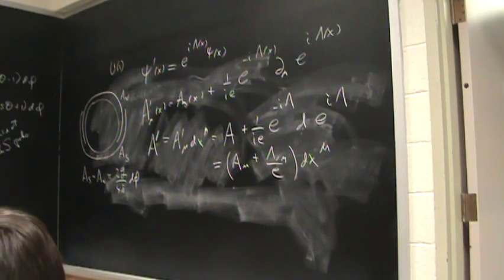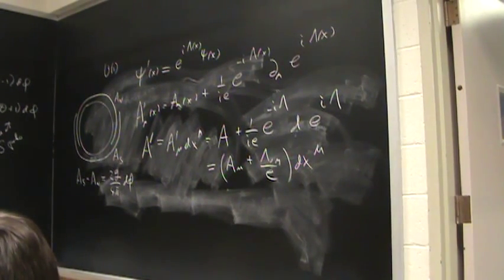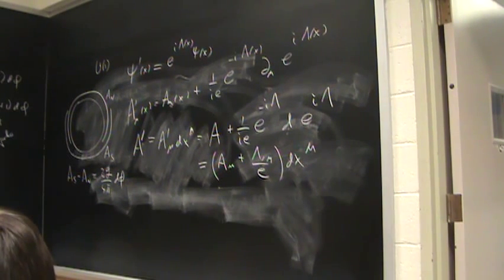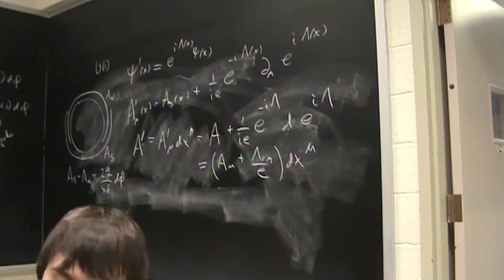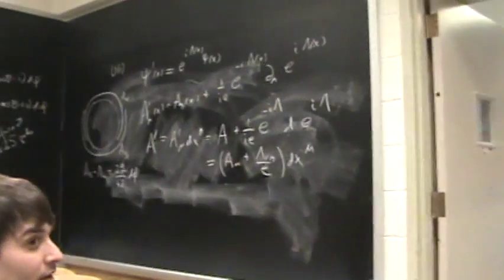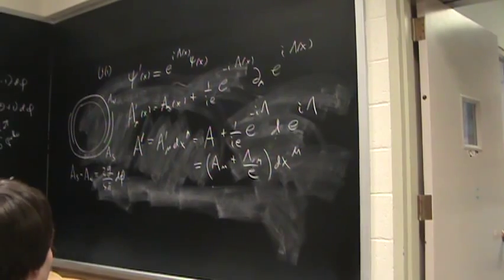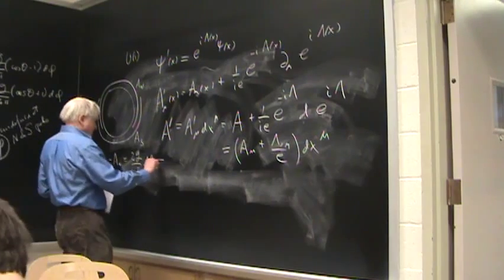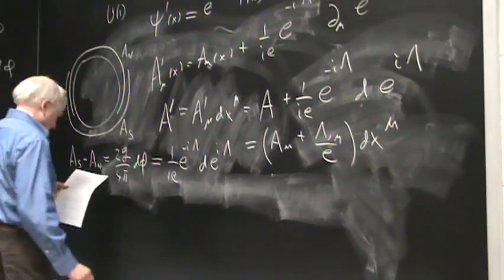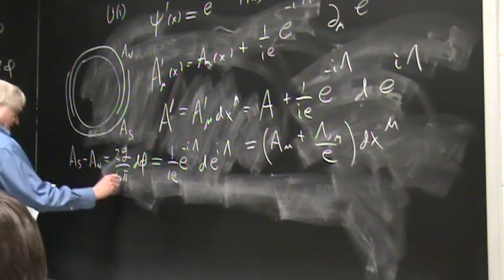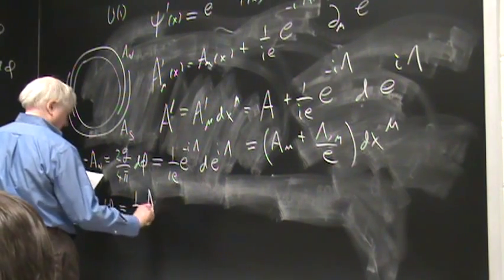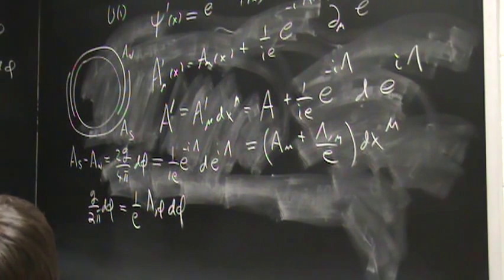Now the question is, can we rescue this situation? All right. So the question is, can we arrange that A south minus A north be a gauge transformation? In other words, can this be 1 over ie, e to the minus i lambda, d e to the i lambda? Or equivalently, if we cancel the 2, g over 2 pi d phi is equal to 1 over e lambda comma phi d phi. That would be the way we'd get it to do.